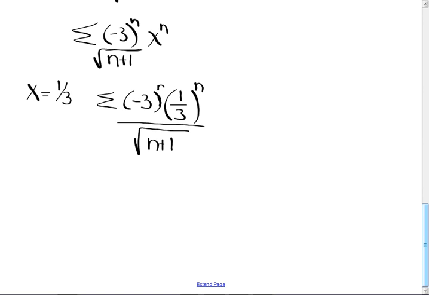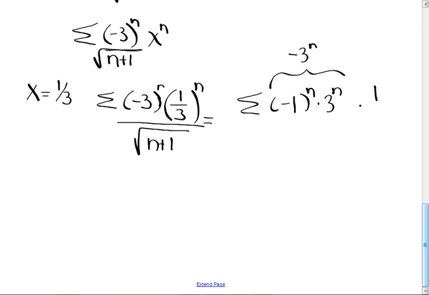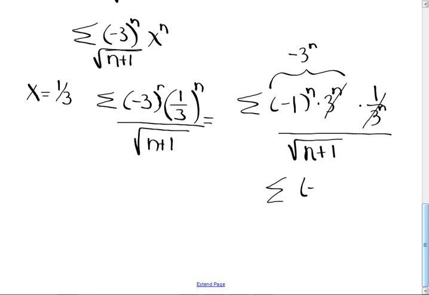Now you tell me what to do with this. This is the same as this. This is negative 1 to the n times 3 to the n. That's that negative 3 to the n. That's the same as this, and it's times 1 over 3 to the n, all over the square root of n plus 1. What happens to the 3 to the n's? They cancel. And what am I left with? Summation of negative 1 to the n over the square root of n plus 1.